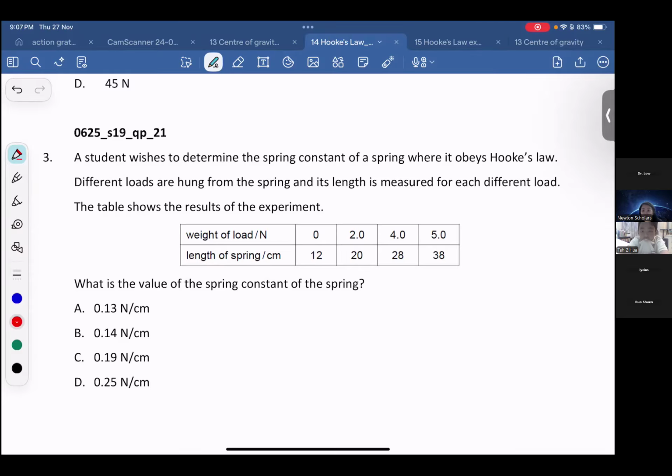Okay, Angeline, correct. Angeline, can you tell me how you do that? Zihua, correct. How about others? Spring constant. What is the value for K? How about others?